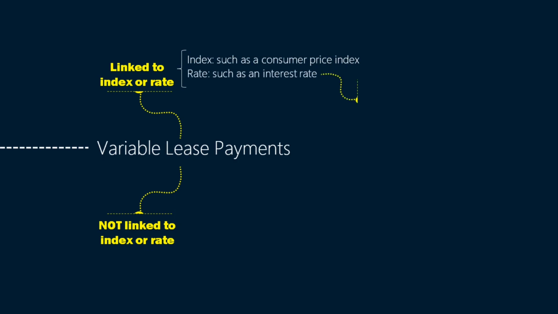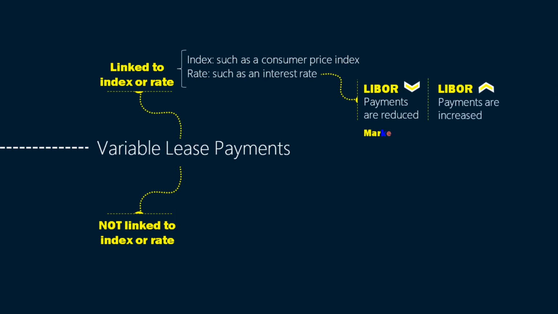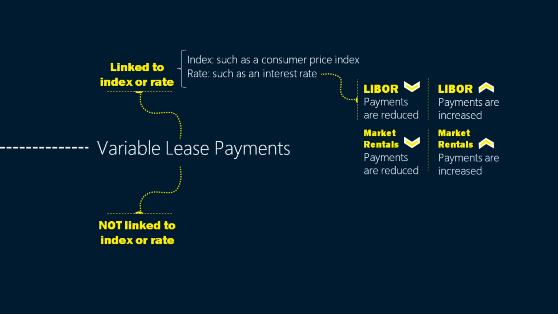For example, if according to the terms of a lease, a lessee will have to pay a lower amount if LIBOR falls and pay a higher amount if LIBOR rises. Such payment could also be linked to market rentals. For example, the periodic lease payments may vary with the average rentals prevalent in the market. If the average rate of rentals in the market increases, the lessee might have to pay a higher amount and vice versa. Similarly, these payments may also be linked to consumer price index or other indices.